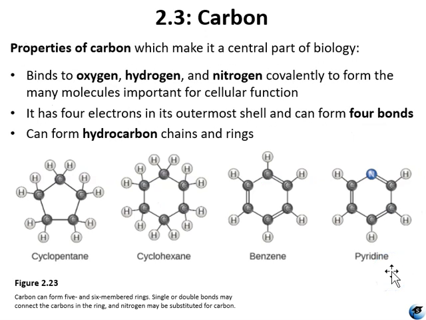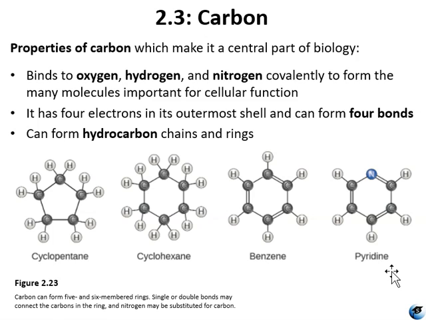So we've seen the properties of water and how it's essential to life, and now we need to look at the properties of carbon, which make it essential to life. Carbon is especially important because it does not dissolve in or react with water or acids. And with its 4 valence electrons, carbon can covalently bond to oxygen, hydrogen, and nitrogen to form the many molecules important for cellular function.